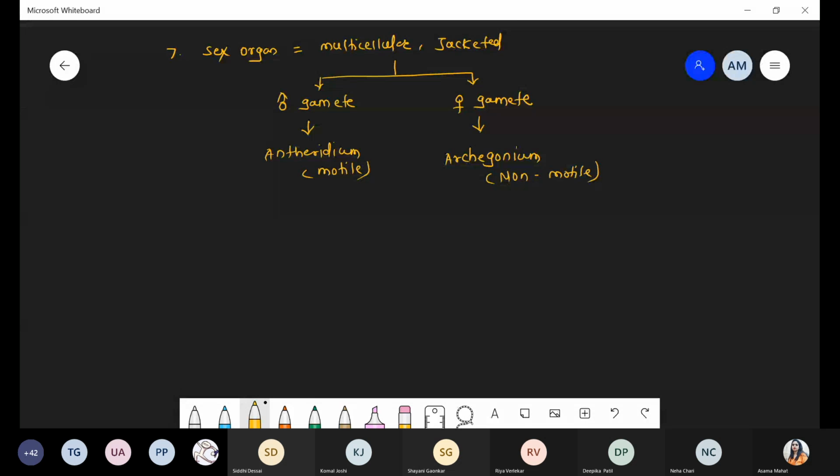Okay, thank you. So we are talking about the sex organ, very simple. No question will be made from here. Number 8, we are talking about the part of fertilization. The fertilization part is also exactly similar to bryophyta: water required, chemotactic movement, formation of the zygote, embryo and the sporophytic body. So quickly, we are talking about fertilization, and for fertilization, definitely water is required.